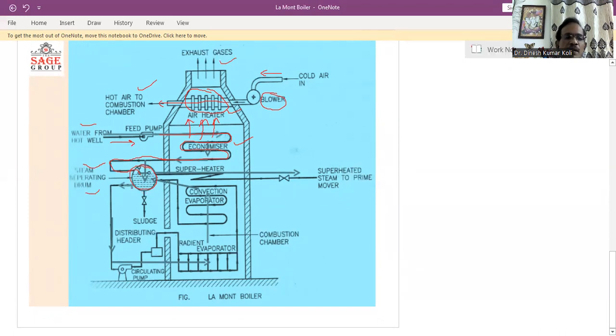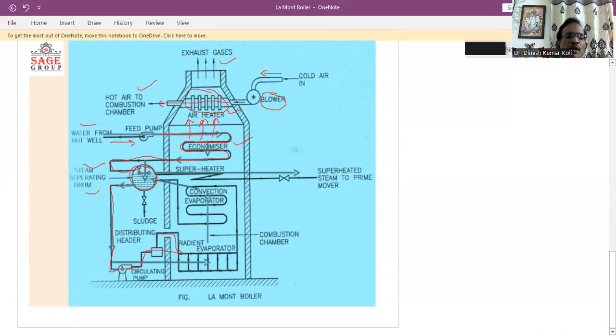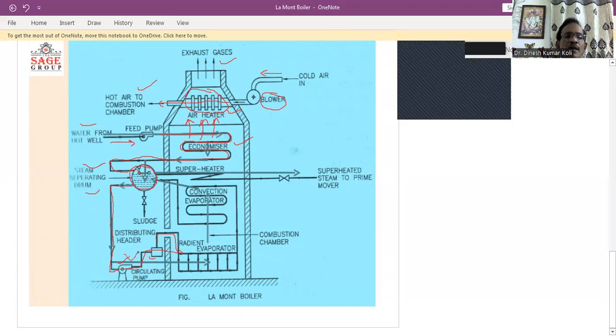Now from this steam separating drum, the water follows this passage and then enters the radiant evaporator. Here you can see we are using a circulating pump. This is a circulating pump and this is a distribution header. With the help of the circulating pump and distribution header, the water goes to the radiant evaporator. The circulating pump is required because we have to force the water to flow through the radiant evaporator, then the convective evaporator, and then again come back to the steam separating drum. So we need a circulating pump.